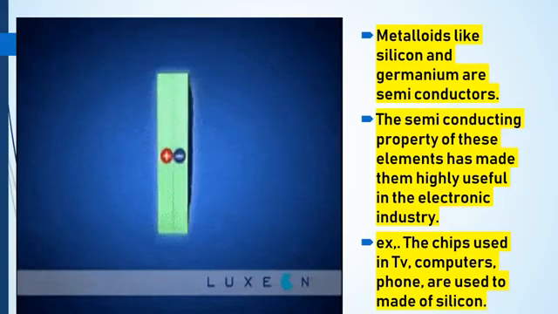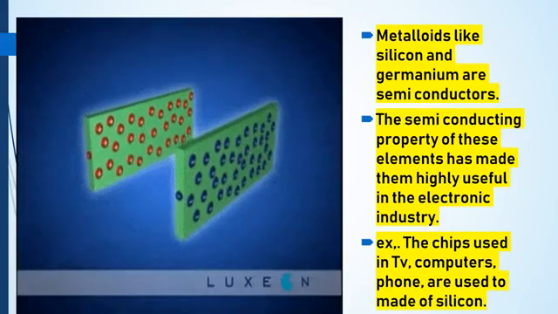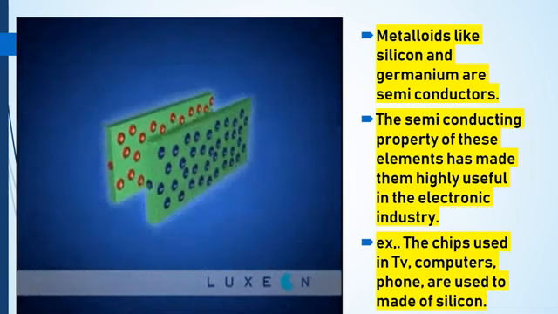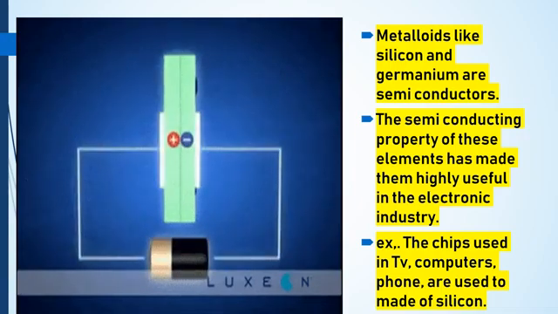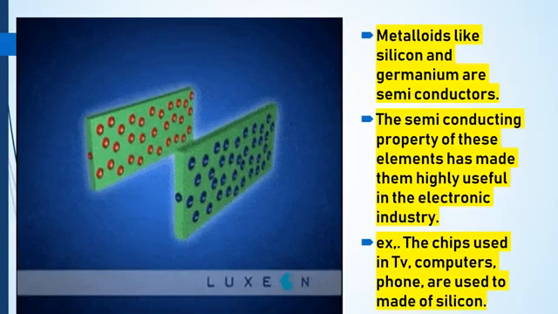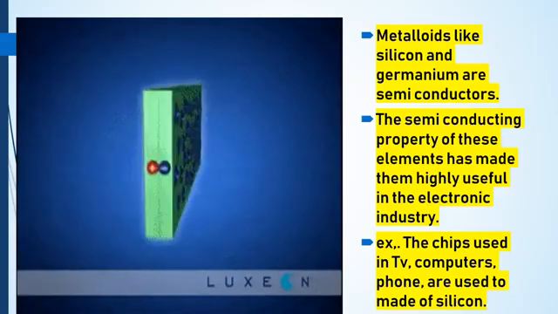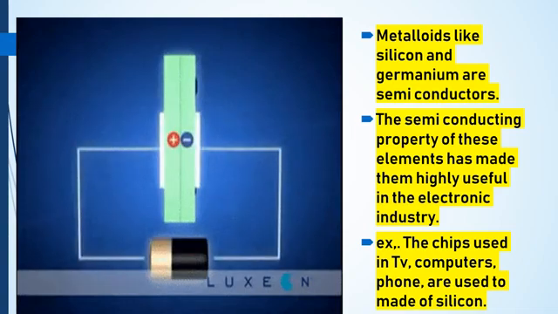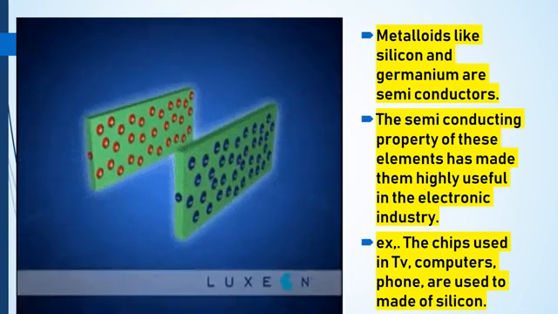Metalloids like silicon and germanium are semiconductors. The semiconducting property of these elements has made them highly useful in the electronic industry. Yes, it is a metalloid, and it can conduct electricity also. So how are they conducting electricity? At the time of conduction, one side acts as positive and another acts as negative. Then we get an electric charge from these semiconductors.